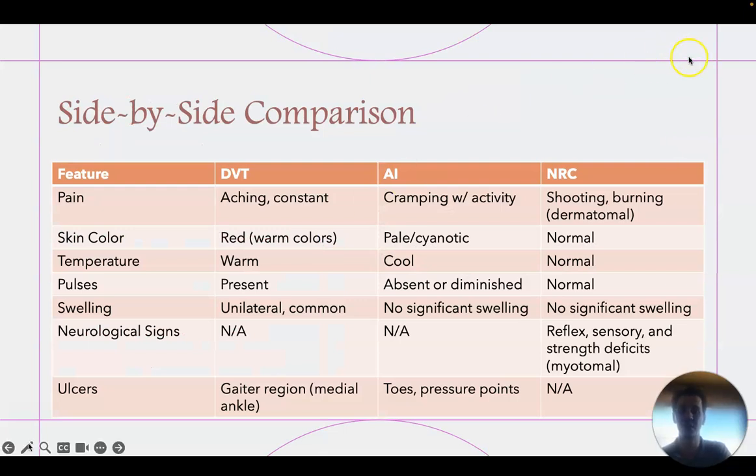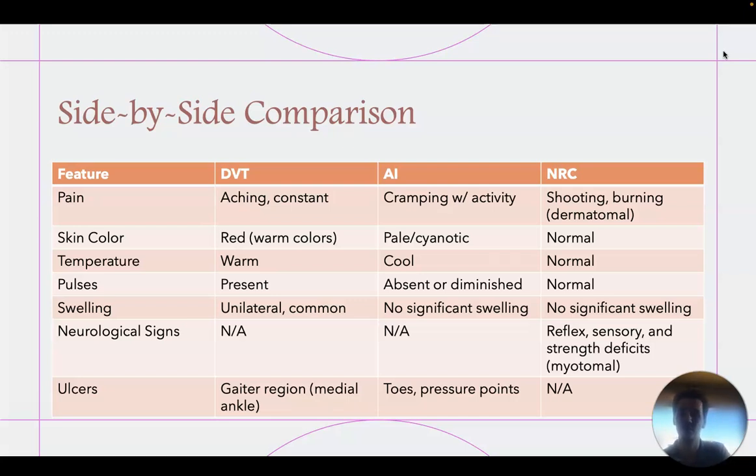Here's a side-by-side comparison of the 3 conditions here. So pain in a DVT is going to be aching, constant pain. AI will be kind of cramping with activity, and in an NRC we'll have shooting and burning pain. Skin color will be red in a DVT, pale in AI, and normal in NRC. Temperature, warmer in a DVT, cooler in AI, and normal in NRC.